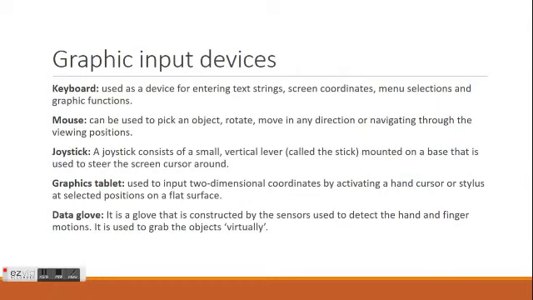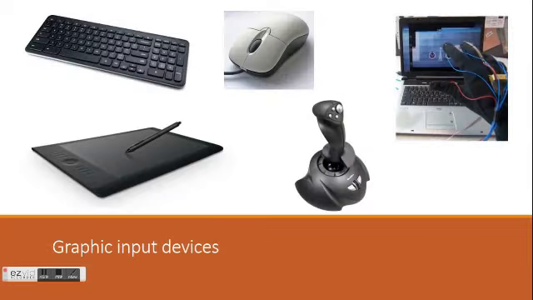So we know about graphic input devices. Usually they are keyboard, mouse, joystick, graphics tablet, and data glove. A data glove is constructed with sensors which are used to detect hand and finger motions, and it can be used to grab objects virtually. Keyboard, mouse, joystick, and graphics tablet are the most common input devices, but the data glove is a new type. You can see in the right hand corner of the screen there is a data glove.